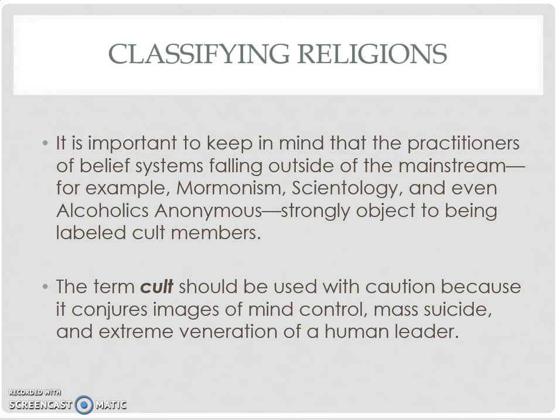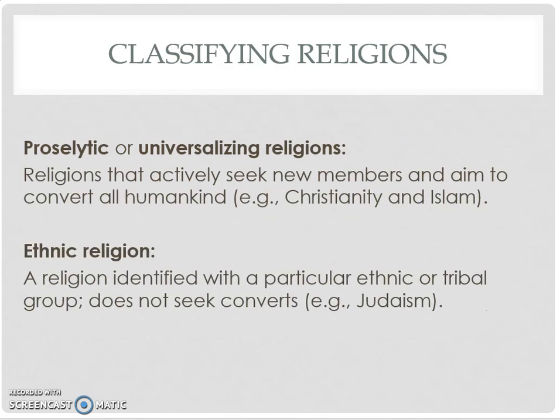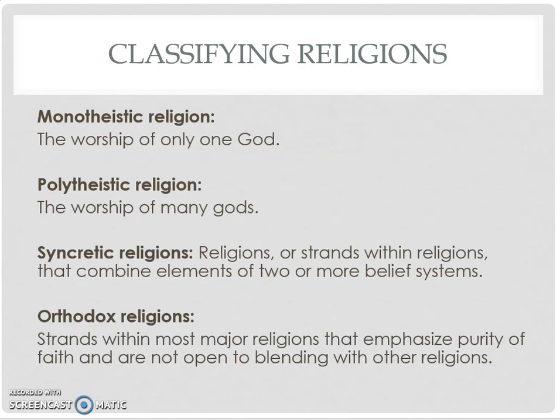Such things as different types of religions, such as Mormonism, Scientology. The term cult should be used cautiously because of mind control. Proselytic or universal religions, Christianity, Islam, very large religions, and ethnic religions. That kind of feeds into our discussion we had as far as the three pillars of human geography. Monotheism, worshiping only one God; many gods, polytheistic; syncretic; orthodox, strands within major religions that emphasize purity of faith.